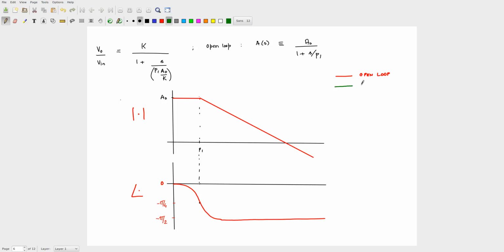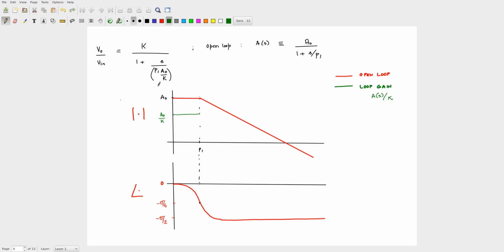Okay, before we draw closed loop, let us do loop gain. First let's draw loop gain. What is loop gain? It's just A of S by K, right? So how will that look? It will start at A naught by K. Where will its corner frequency be? P1.